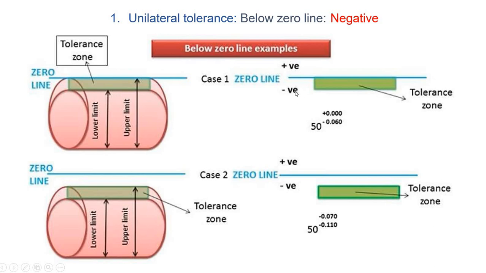The tolerance zone lies on one side only, for example, 50 plus 0.00 and minus 0.06 mm. So its maximum size will be 50 mm, while its minimum size will be 50 minus 0.06, that is 49.94 mm. The second case is the tolerance zone below the zero line, 50 minus 0.070 and minus 0.110.